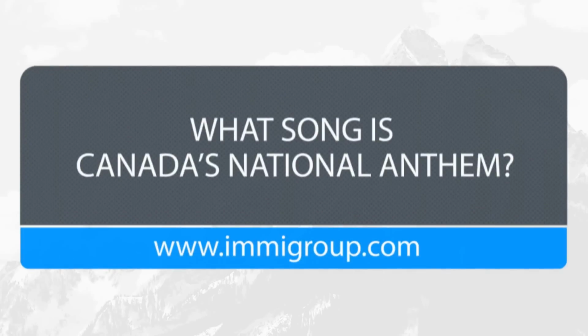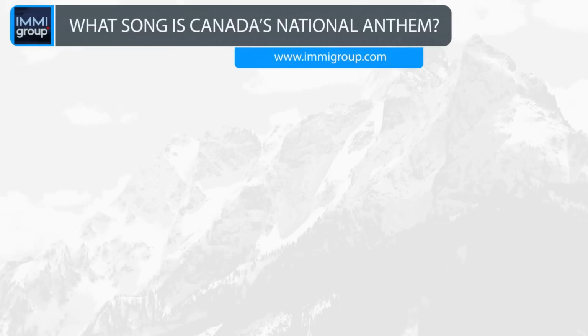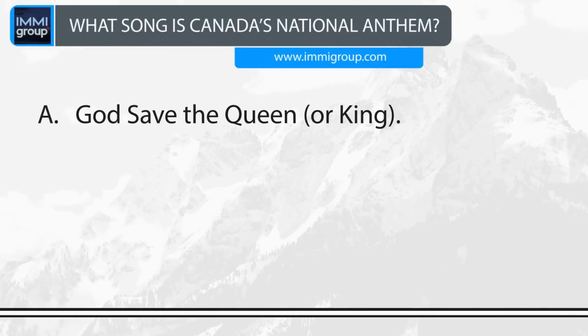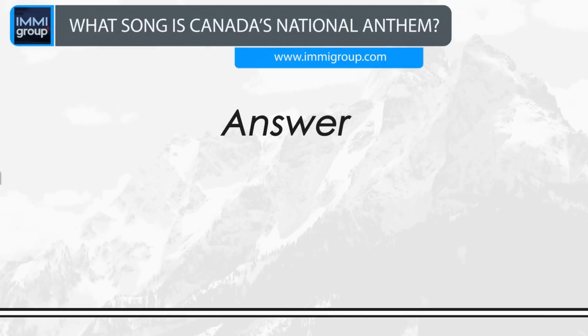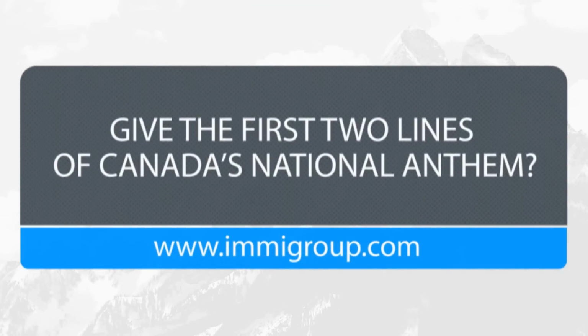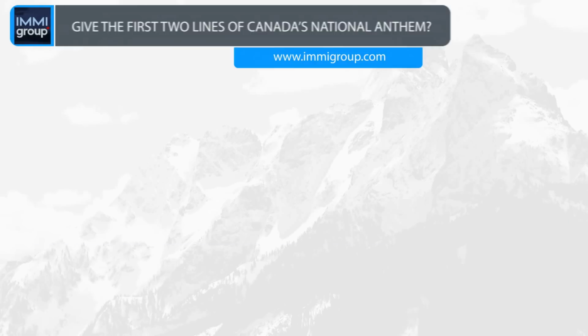What song is Canada's national anthem? A. God Save the Queen or King. B. O Canada. C. The Star-Spangled Banner. D. Amazing Grace. Answer: O Canada. Give the first two lines of Canada's national anthem.